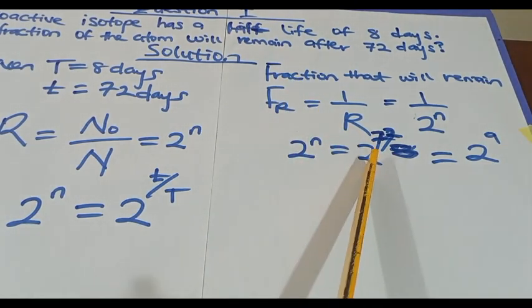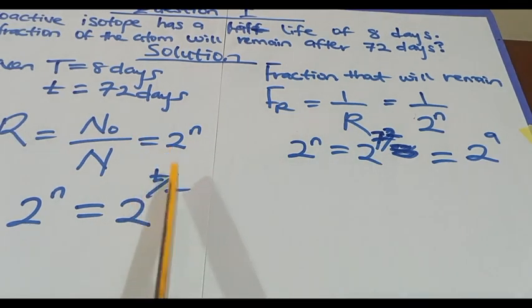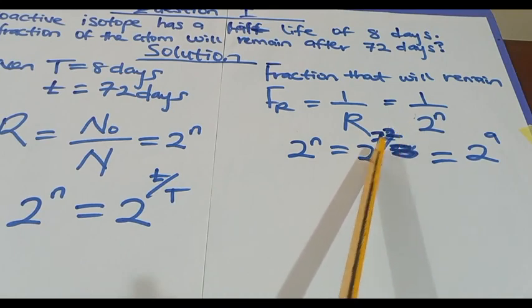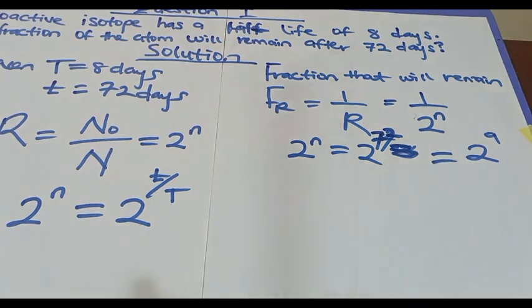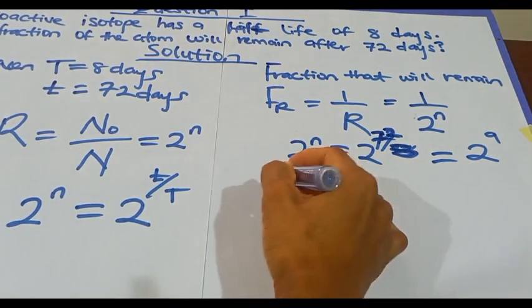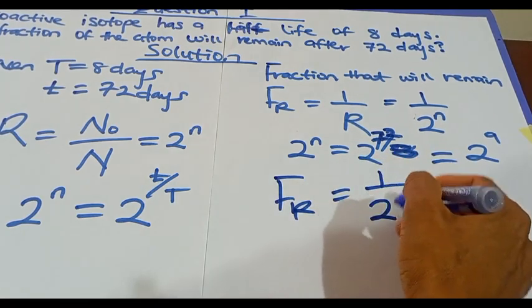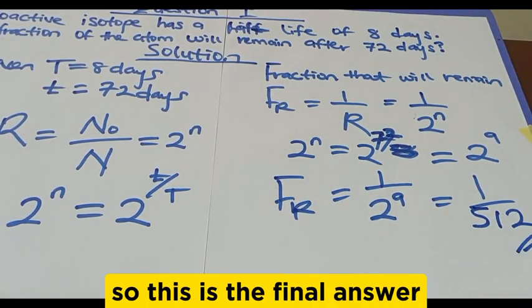2 raised to power n is 2 raised to power t over capital T. Our small letter t is 72, that's the time taken to decay, over the half-life, which is 8. That will give us 2 raised to power 9. So the fraction that will remain will be 1 over 2 raised to power 9, which is 1 over 512. So this is the final answer.